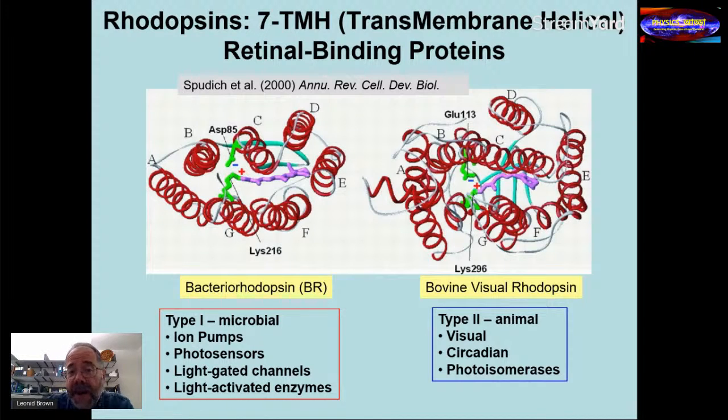They are used for bioenergetics because they serve as ion pumps, and they are also used for photosensory functions because they can sense light and translate it into different intracellular signals. So they can be channels, they can be enzymes, they can be other sensors.